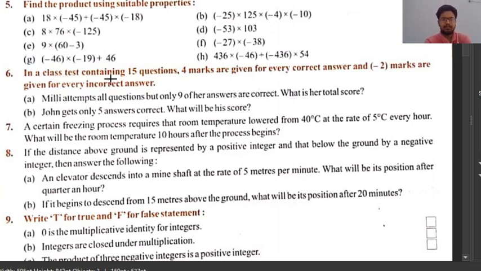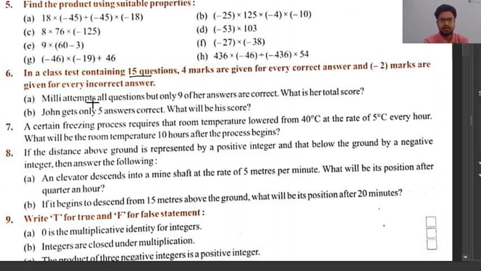In a class test containing 15 questions, how many questions here? 15. 4 marks are for every correct answer. It means if you are doing correct, you are getting 4 marks, you can say plus 4 marks. And minus 2 marks are given for every incorrect answer. It means if you attempt any incorrect answer, then you will get minus 2 marks. It means negative marks.